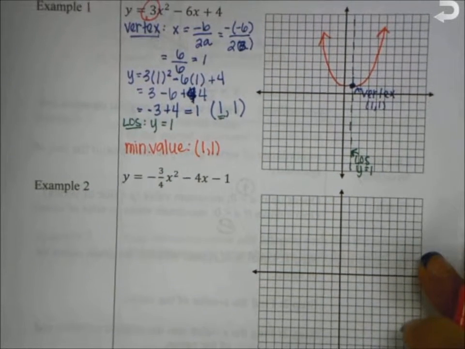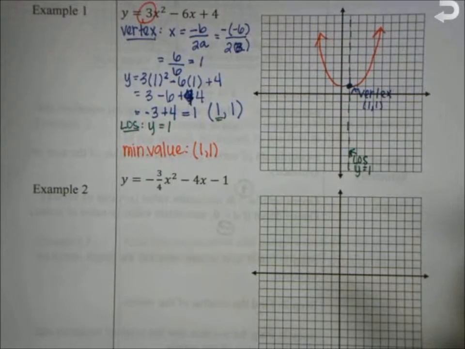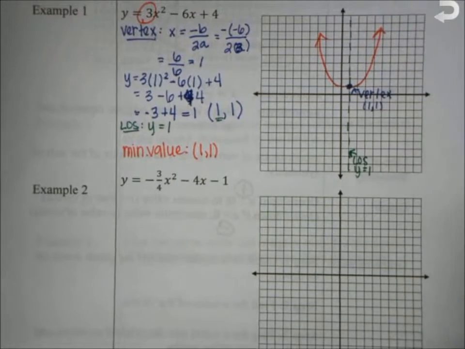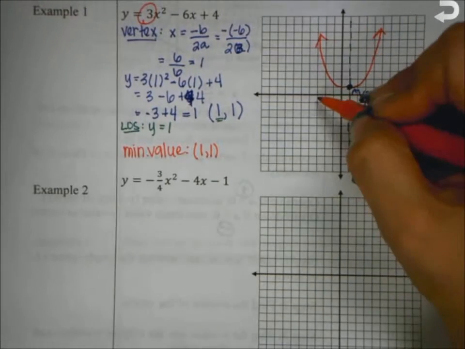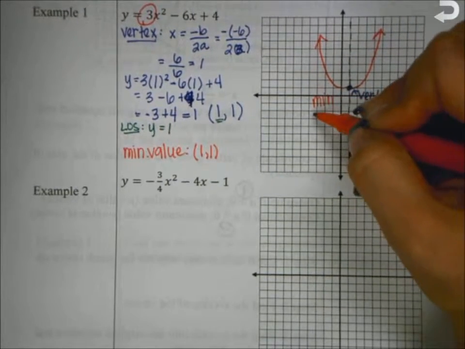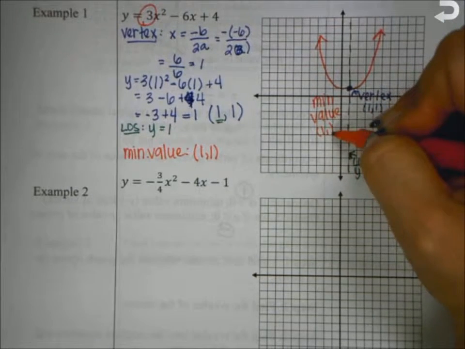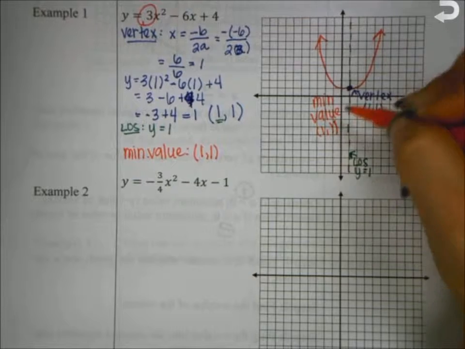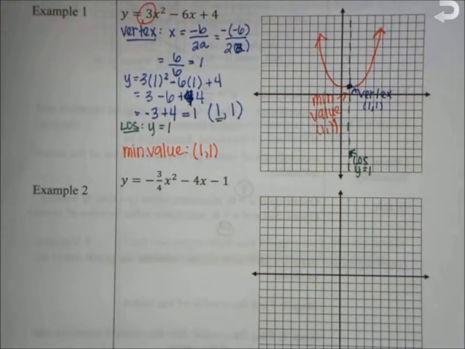So it sounded like a lot of work when we were taking the notes, right? But it's really not that much. Okay, so I would also label this min value on the graph, at 1, 1. Your vertex is always going to be either the min or the max. Okay? Alright, so example 2.